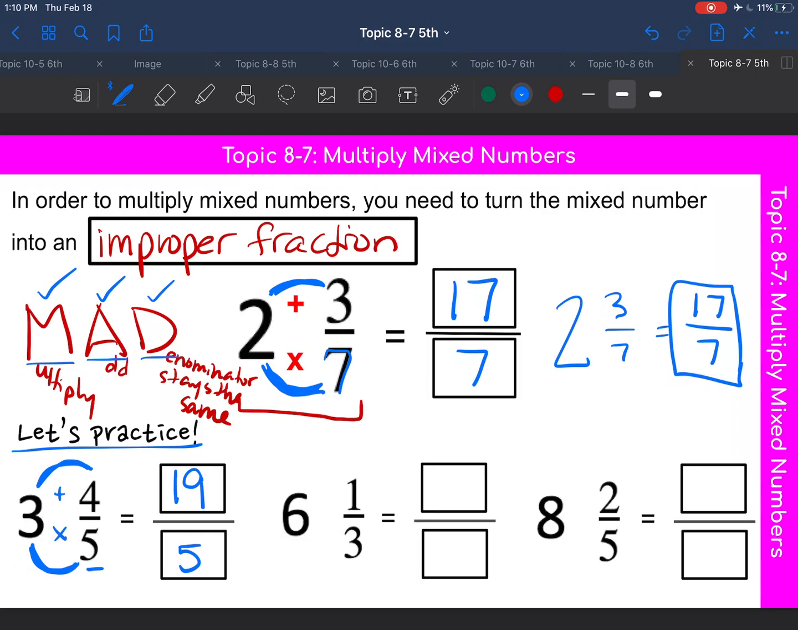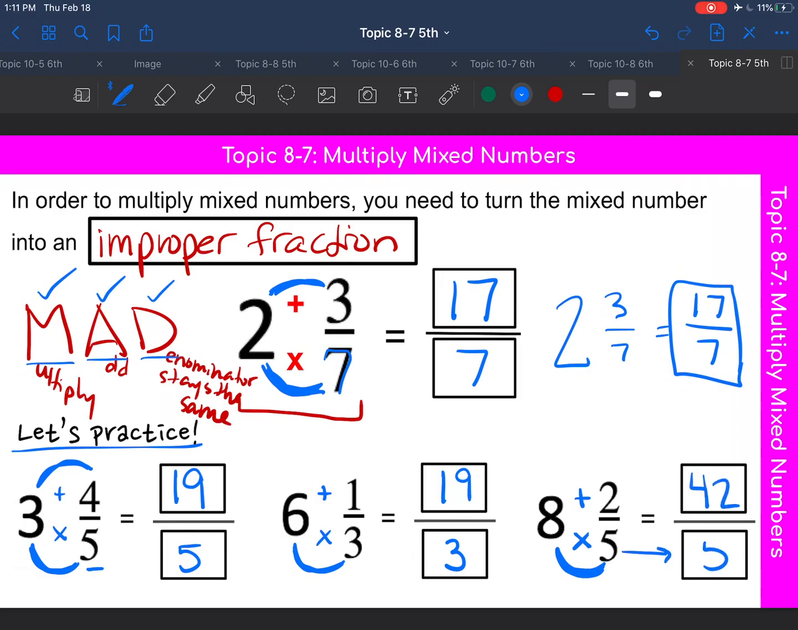Okay? Try the next two, 6 1/3 and 8 2/5. So we multiply and we add. So multiply 3 and 6, multiply the denominator by the whole number. And then we add the numerator. So 6 times 3 is 18, plus 1 is 19. Denominator stays the same. And the last one again, multiply the whole number times the denominator, and then add the numerator. So 5 times 8 is 40, plus 2 is 42.